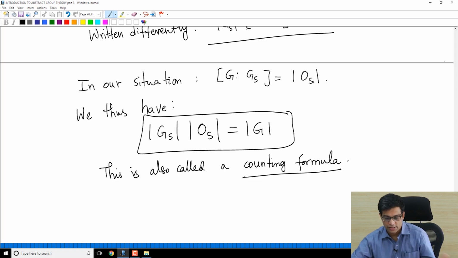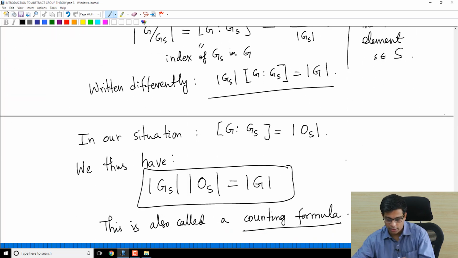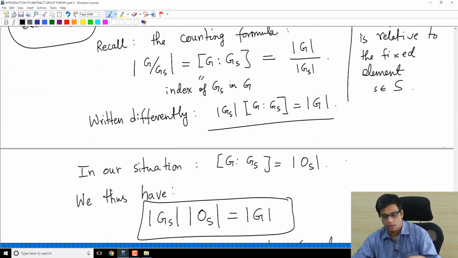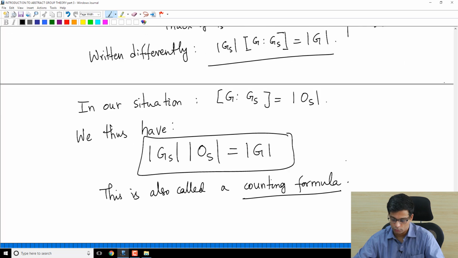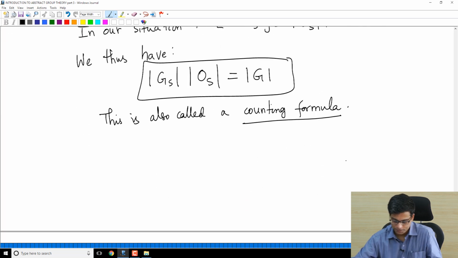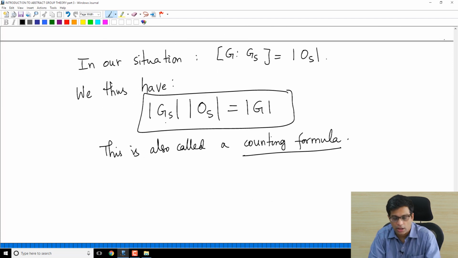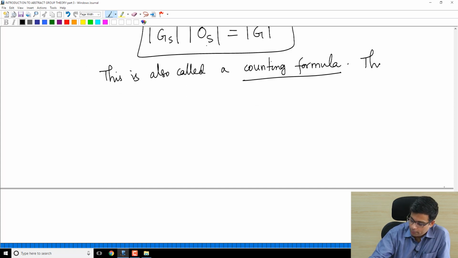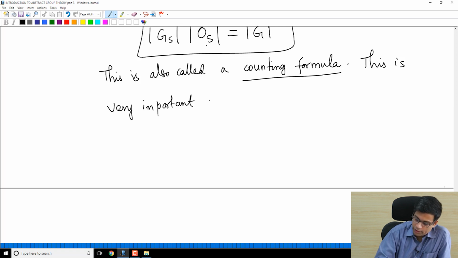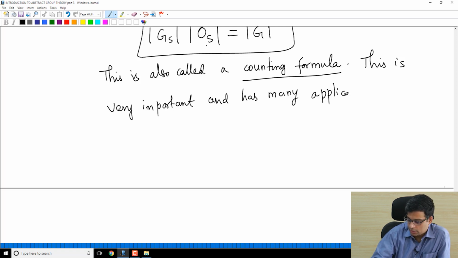Okay, this is in fact very similar to the counting formula that we had earlier, namely the index of a subgroup in a group G is the ratio of the orders of the group divided by the subgroup. Applied to this particular case of the group action on a set, we have cardinality of the stabilizer times cardinality of the orbit is equal to the cardinality of the group. And this is a very important formula and has many applications. We will see these in later videos.